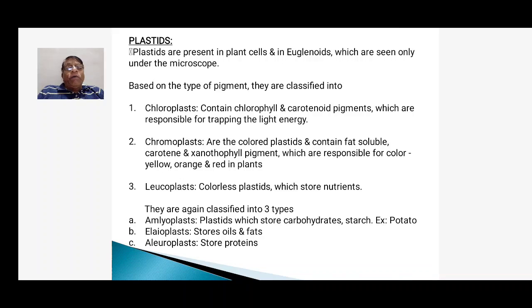Okay. Now, we have discussed leukoplast, that is colorless plastids. The colorless plastids are again classified into different types depending upon the type of food or nutrient stored. Leukoplasts are again classified into 3 types: amyloplast plastids, elaioplast plastids, aleuroplast plastids. Very important for NEET or CET examination.